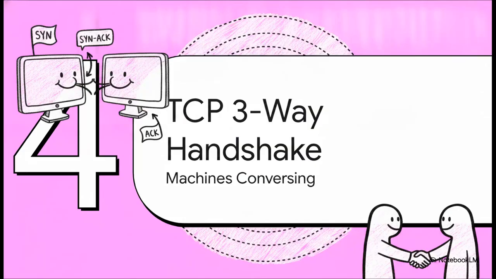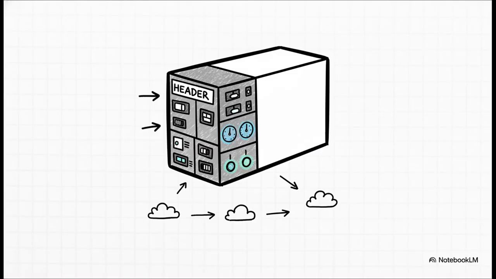Which brings us to Section 4, the TCP three-way handshake, machines having a conversation. Okay, we're zooming all the way down to the micro-level mechanics now.